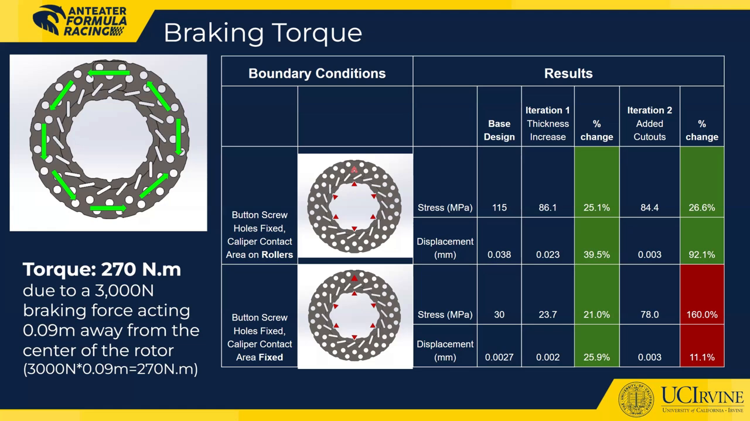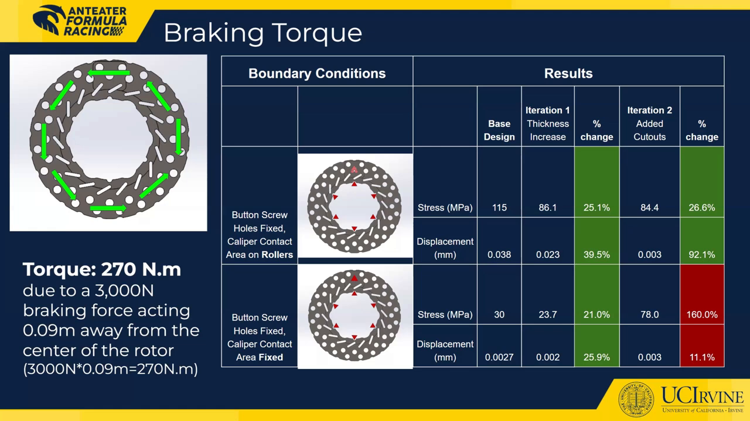The first analysis focused on braking torque, as the rotor experiences significant stress during deceleration. According to the FSAE rules, the rotors should withstand a braking force of 2,000 newtons, so we decided to simulate the effects of a 3,000 newton force, which in turn would give us 270 newton meters of torque for our application. Our results show that increasing thickness reduces stress by 25% and displacement by nearly 40%, while adding cutouts increases displacement slightly.